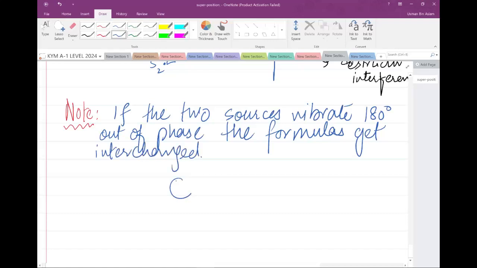That means when S1 and S2 are vibrating, S1 is creating a crest, but at the same instant S2 is creating a trough. That means they are moving exactly opposite to each other. When S1 moves upwards, S2 is moving downwards. So in such a case, the formulas for constructive interference and destructive interference will get interchanged. How would that work? We'll discuss that in the next class, but do you understand what I just said here?